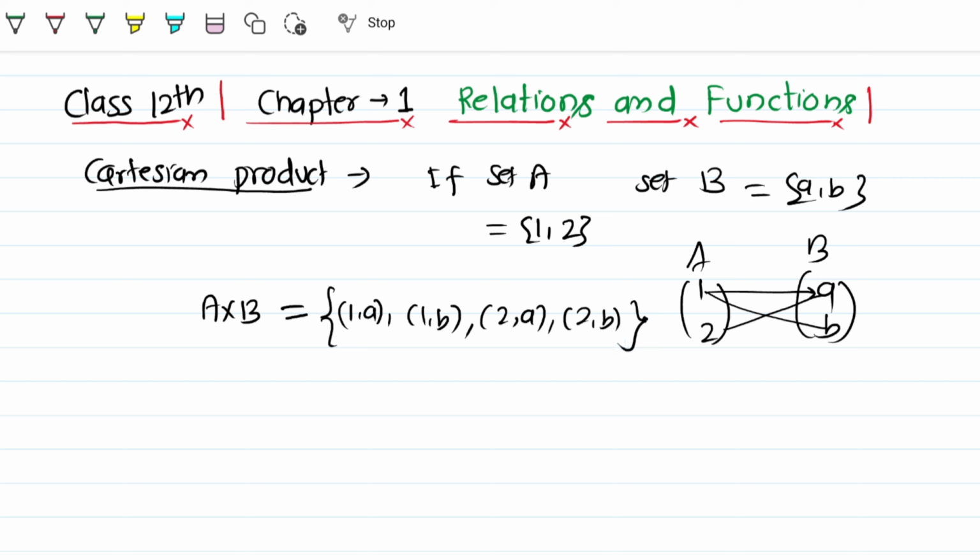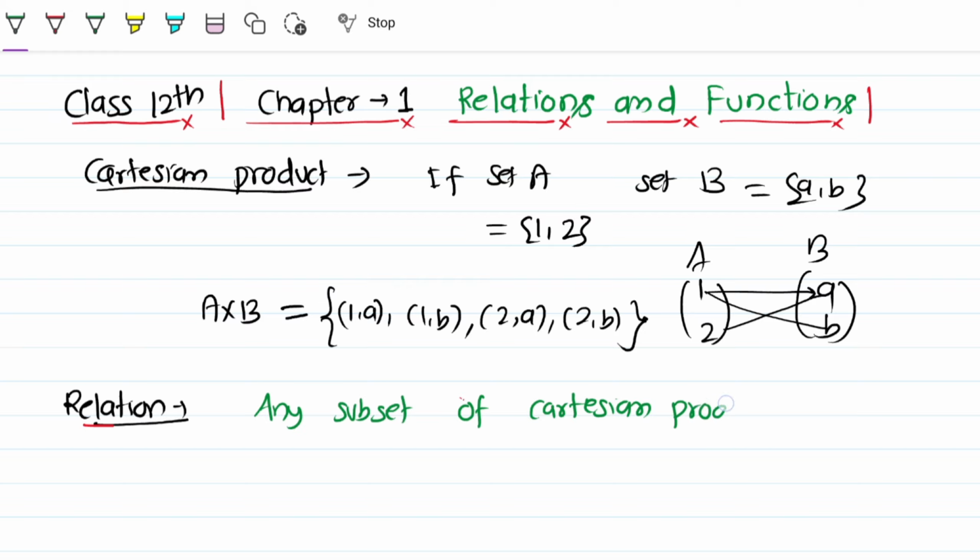So just after the Cartesian product you have studied the relation. So what was the relation definition? Do you remember the relation definition? I think it is any subset of Cartesian product. Any subset of Cartesian product is a relation. So if I take any subset from here, we will get a relation.